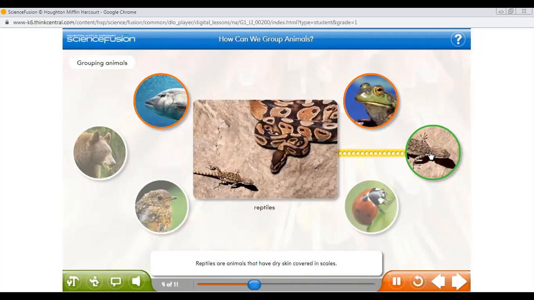Reptiles are animals that have dry skin covered in scales. Lizards are reptiles that live on land and have 4 legs. Snakes are reptiles that do not have legs. So now lizard and the snake, they are called the reptiles. They have been grouped together to be reptiles because they have dry skin and they live on land. And the amphibians, they live both on land and water. They have wet skin and they have dry skin. So they are together. They are the different groups: amphibians and reptiles.